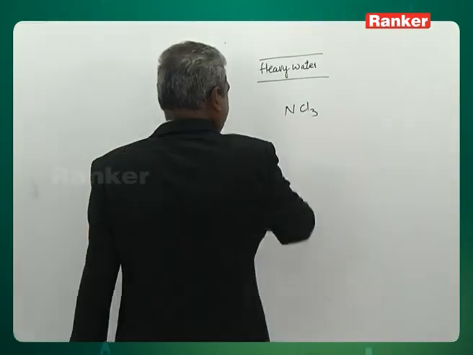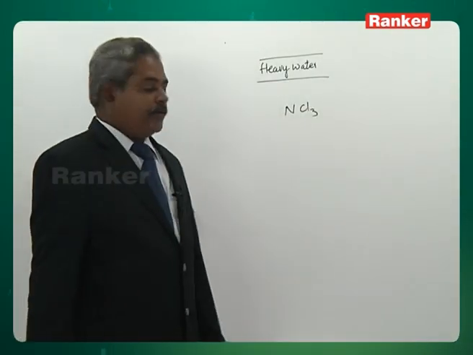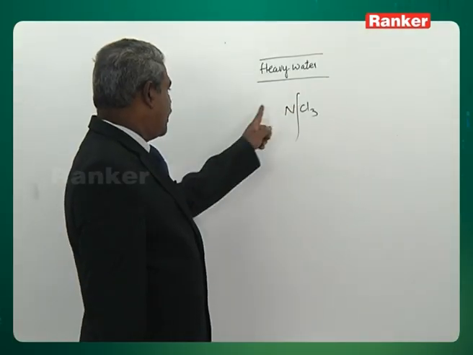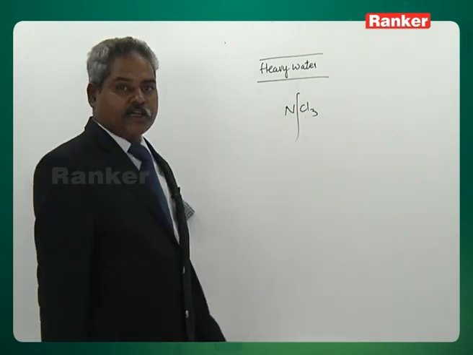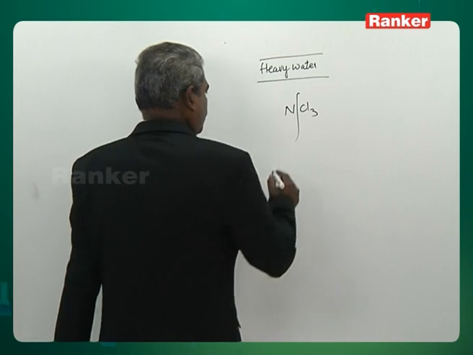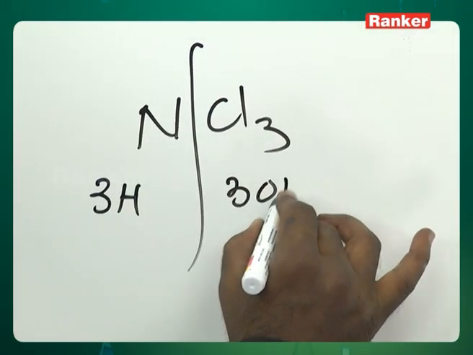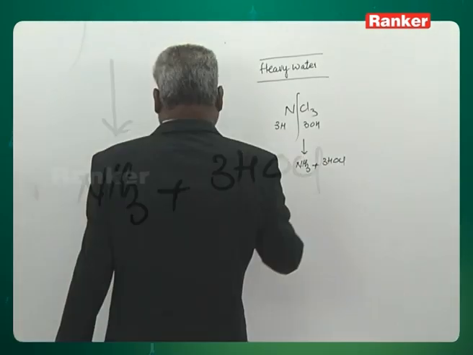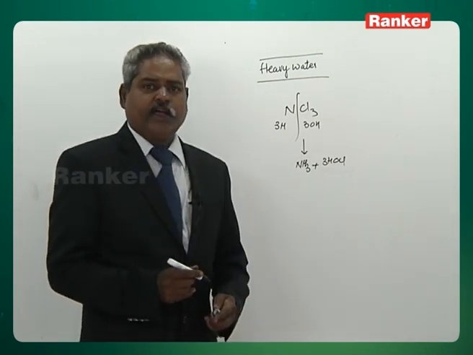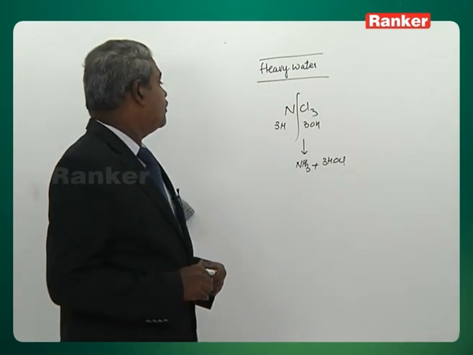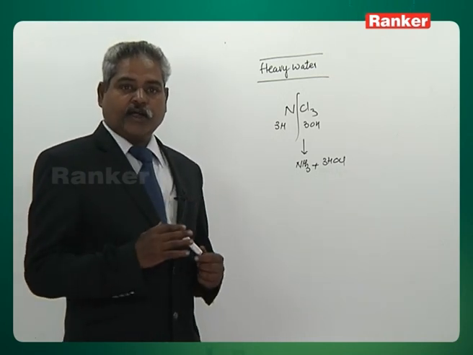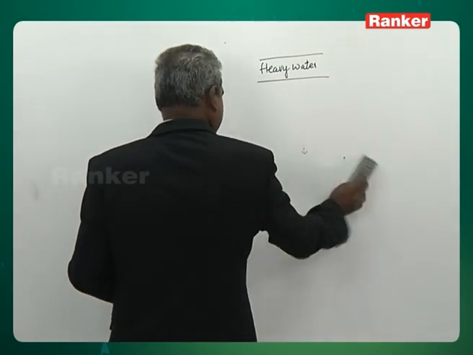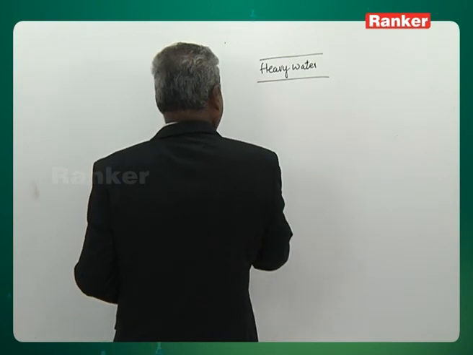Carefully, NCl3. Break the bond. Who is plus, who is minus? Nitrogen is more electronegative than chlorine. FONCl. Chlorine is next to nitrogen. Therefore, 3H, 3OH. You get NH3, 3HOCl. So in P block, you will see so many compounds reacting with water. There we won't learn hydrolysis separately. I have taught hydrolysis here. My definition of hydrolysis is reaction with water. Reactivity with water.